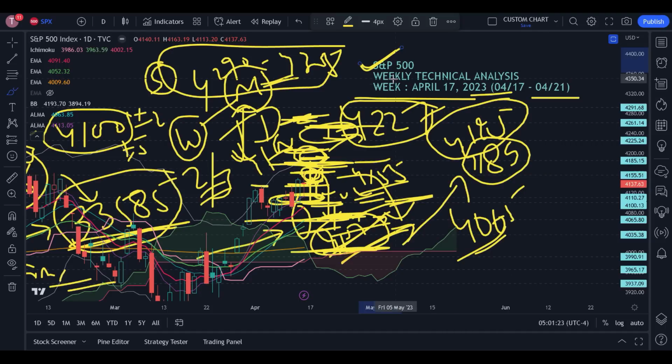So guys, this was my S&P 500 weekly technical analysis for the week of April 17th, 2023. That is from April 17th, which is Monday, through April 21st, that is Friday.